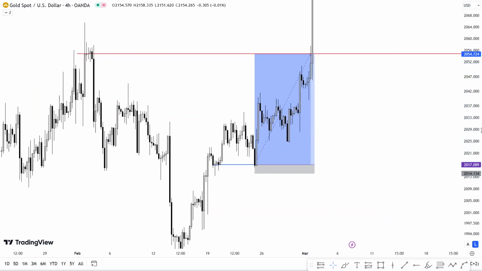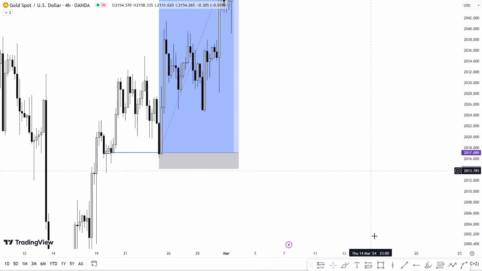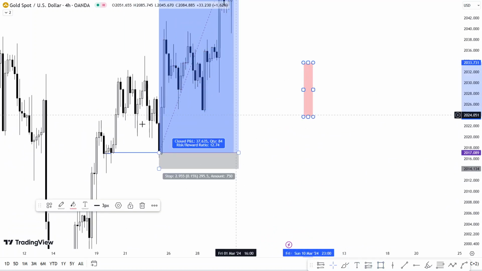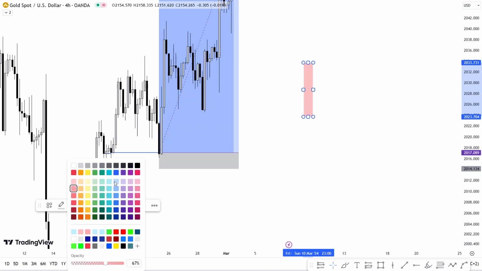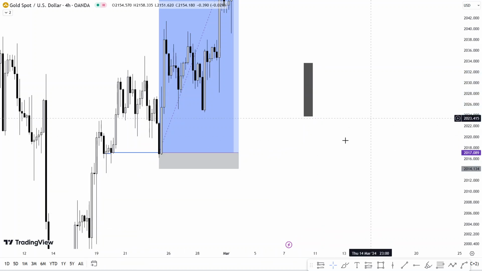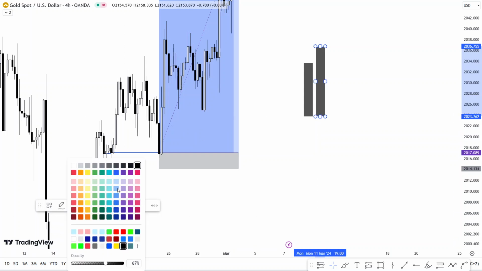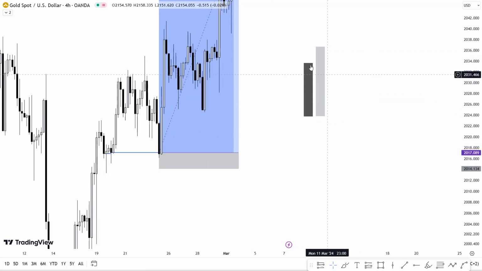So let's recap. What do you want to see? You want to see a sell candle, right? Sell candle like that, followed by a buy candle. Just like that. Then what should happen next? That's a bullish candle right here, right?